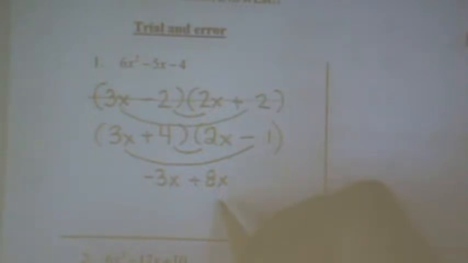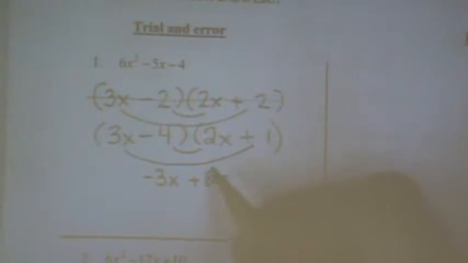No, it's +5. It's positive, so let's switch the positive and negative signs. Make it 3x minus 4. So let's check it out again. If we made that the negative and this the positive, does it now work? Now I get 3x minus 8x, yes. So that's called guess and check.